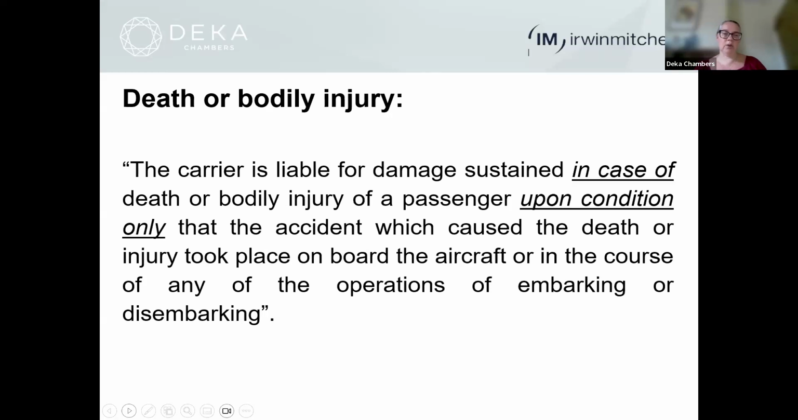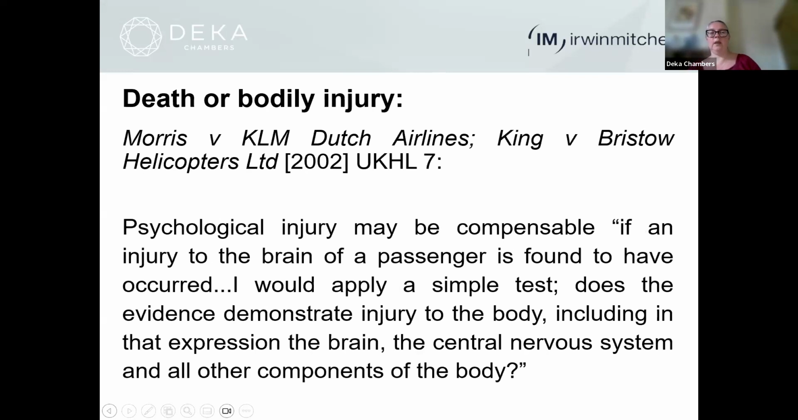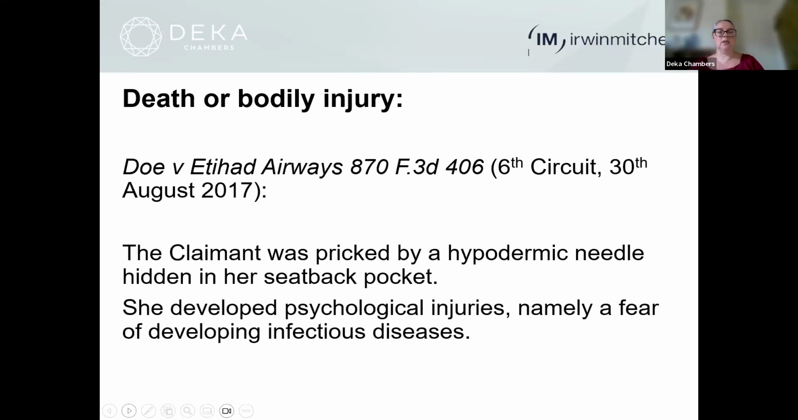Now, in Doe and Etihad, the American court held the carrier is liable for damage sustained in case of bodily injury on condition only that the accident takes place in the aircraft. So because the convention used the words in case of rather than caused by, that means that where there is a bodily injury as well as a psychological injury, you can recover for both. So we had thought that following Morris and KLM, you can only recover for psychological injury where that has been caused by some physical change to your body, because there's a distinction between bodily and psychological injury. Doe and Etihad suggests that you can recover in relation to psychological injury where there has been a physical injury as well. So it doesn't have to be caused by the physical injury.